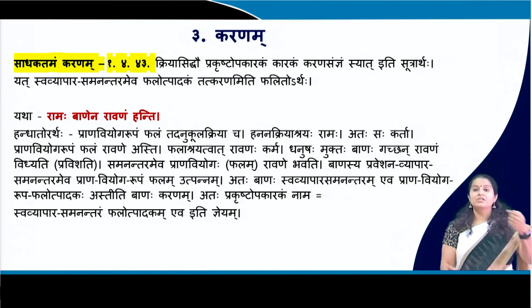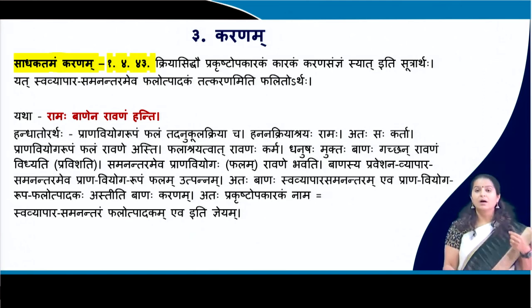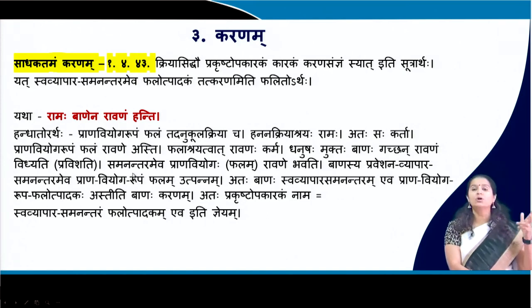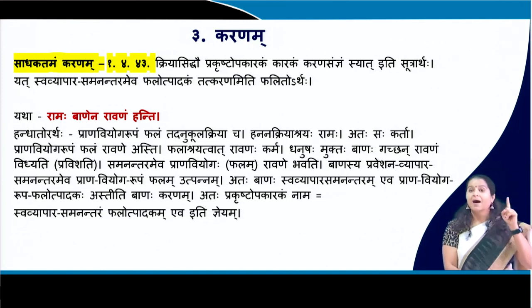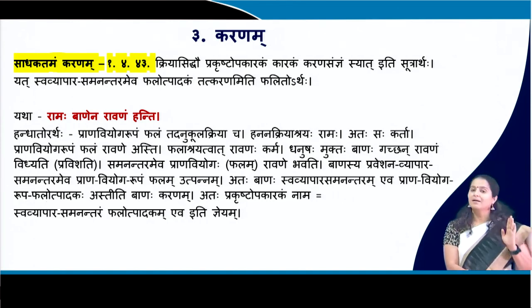So bana pravesha vyapara samanantaram eva. Immediately after the arrow has entered into the heart, it has done its job, and immediately after, prana viyoga rupam phalam, the fruit which is the departure of life from the body, that has happened. Utpannam. Ataha banaha swavyapara samanantaram eva prana viyoga rupa phalotpadakaha asti iti banaha karanam.